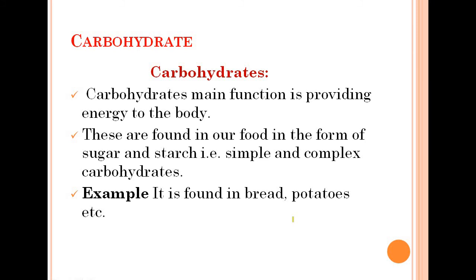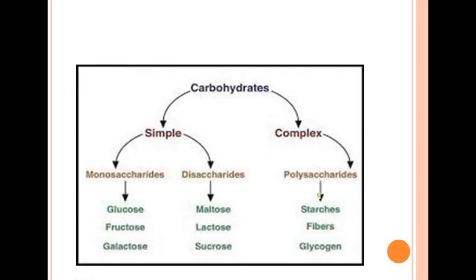Okay. So now we'll focus on the carbohydrates. The first macronutrient, carbohydrates. As we know, the main function is to provide energy. Where is it found? It is found in bread, in potatoes, etc. Here, this is the mind map of the carbohydrates.